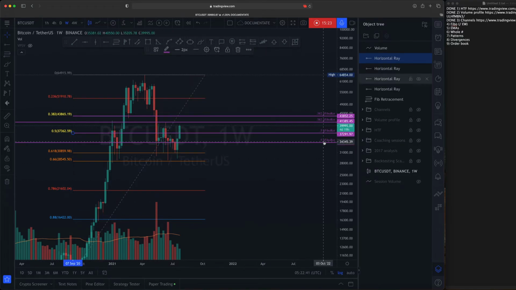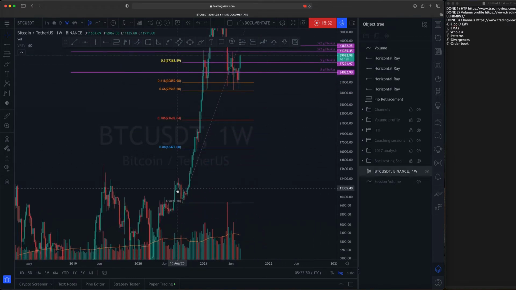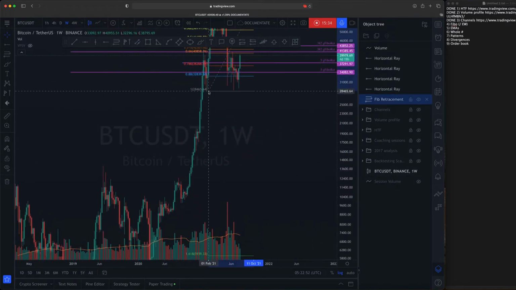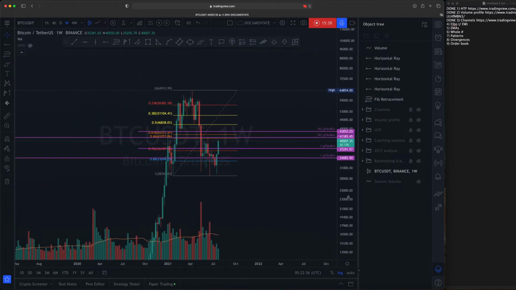How do I make the difference between these two? It doesn't matter, it's a confluence point, but I can also check the length. This one started from here, this one started from here. Okay, this doesn't matter that much from my point of view, but I'm still checking it.